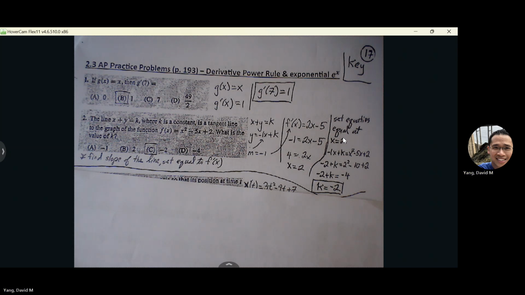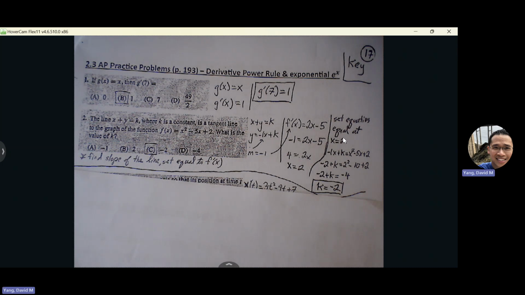So the line x plus y equals k, where k is a constant, is a tangent line to the graph y equals x squared minus 5x plus 2. So the connection point is that you have a curve that's a parabola, and you have x plus y equals k, which if you rewrite it, is a linear graph with a slope of negative 1.